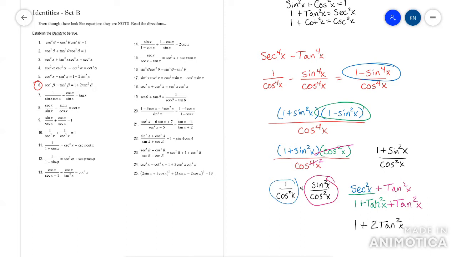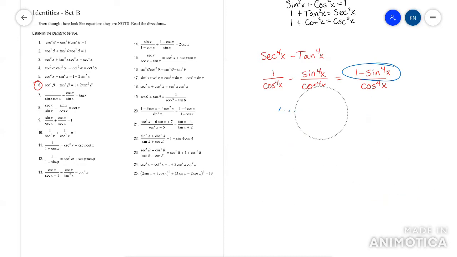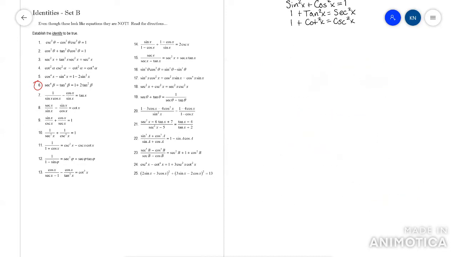That was another pretty difficult one. They only get more and more difficult. So just keep that in mind. Let's keep moving. On number 7.